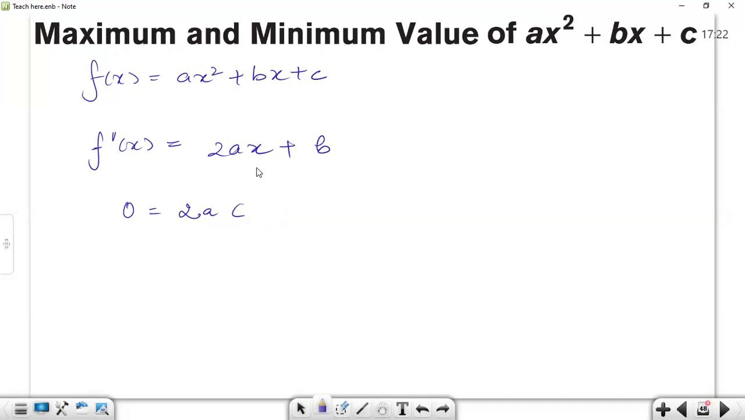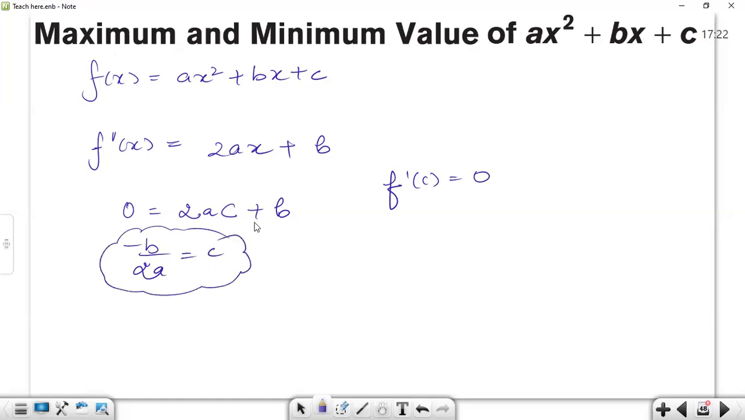So let's replace x with c, because f dash of c is 0. So now minus b by 2a is c. So this is the critical point.